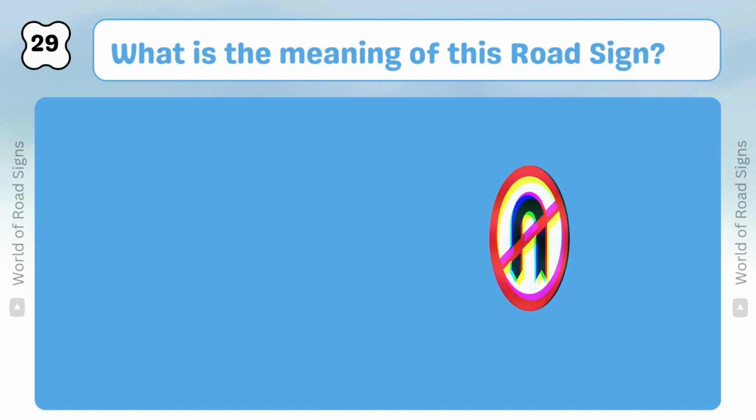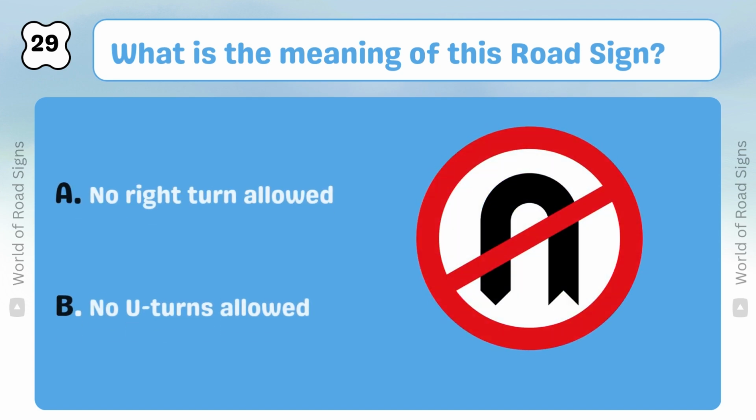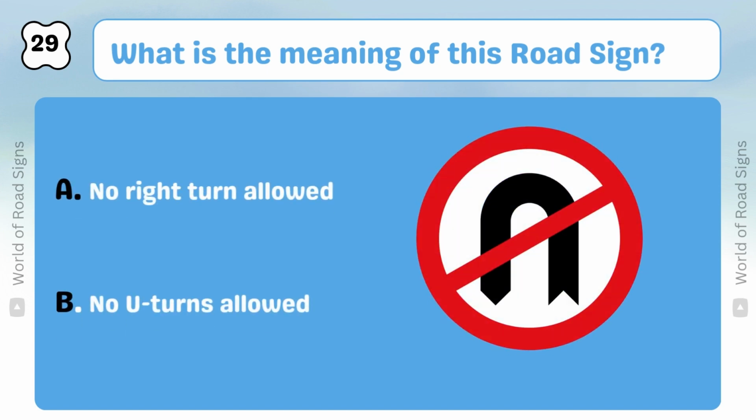Question 29. What action is prohibited by this sign? A. No right turn allowed. B. No U-turns allowed. Option B is correct. No U-turns allowed.